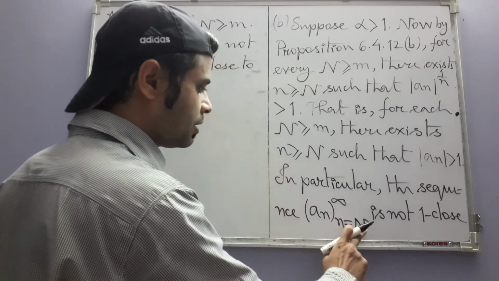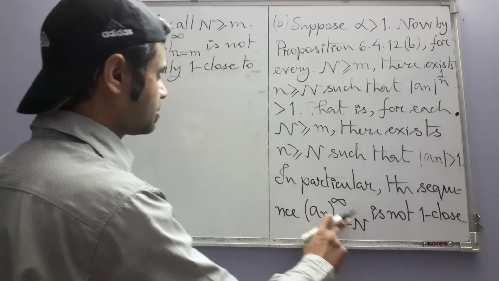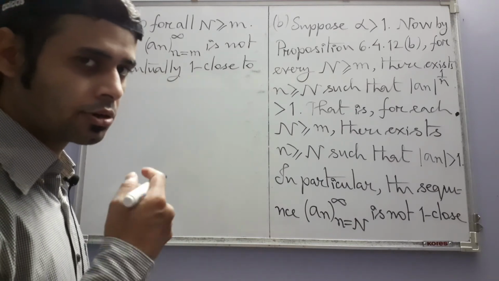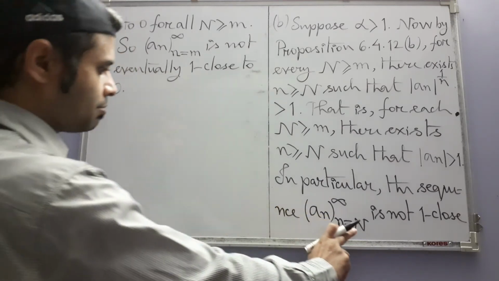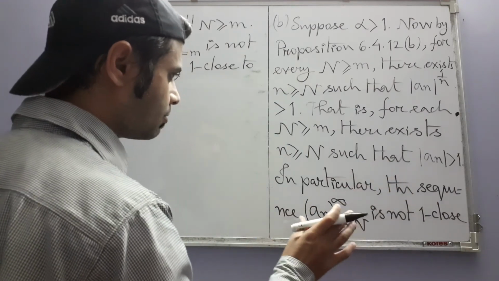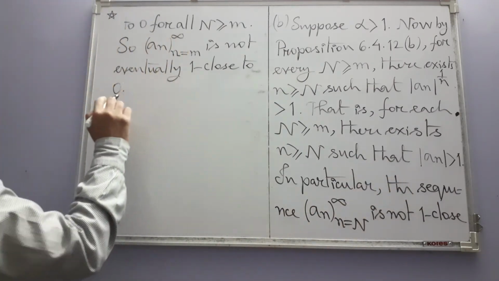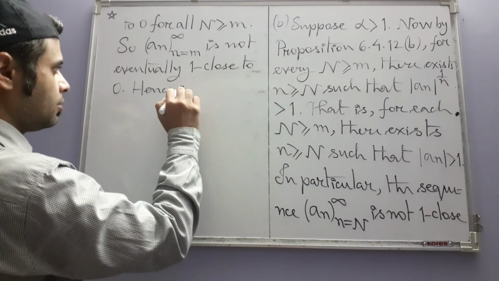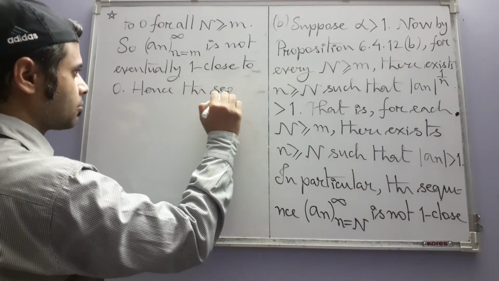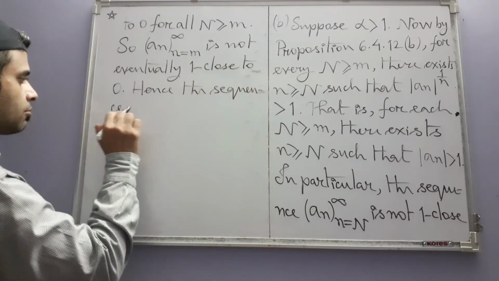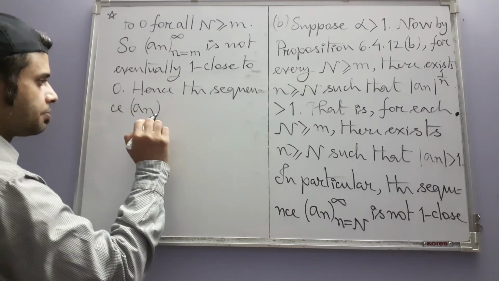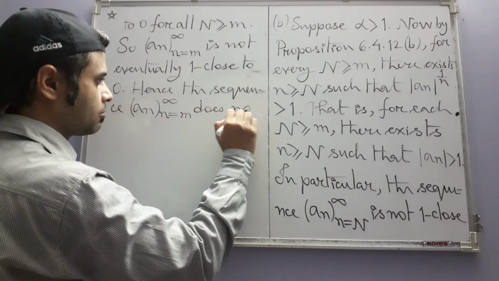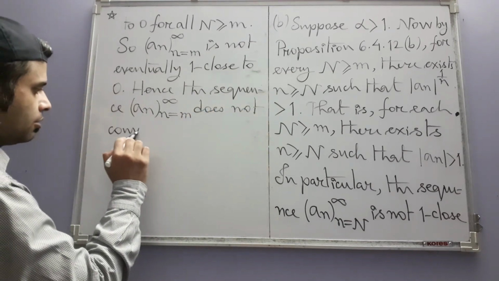The impossibility of finding such an n tells us that nothing is ever going to happen eventually. That eventuality does not occur at all, that starting from that stage onwards things are settling down towards 0. Hence, the sequence a_n does not converge to 0.